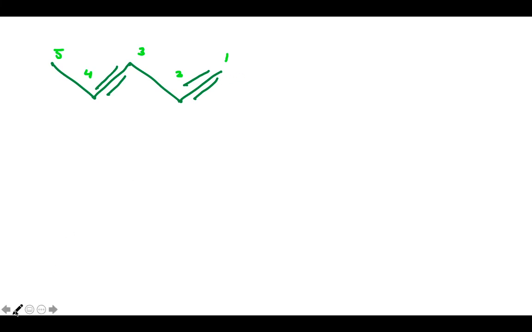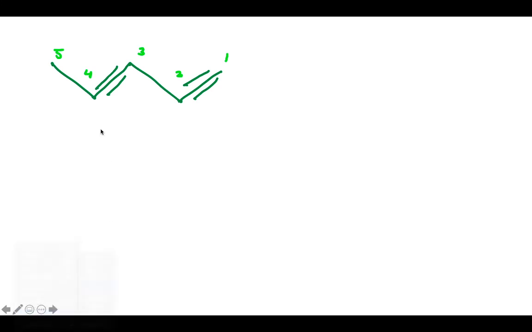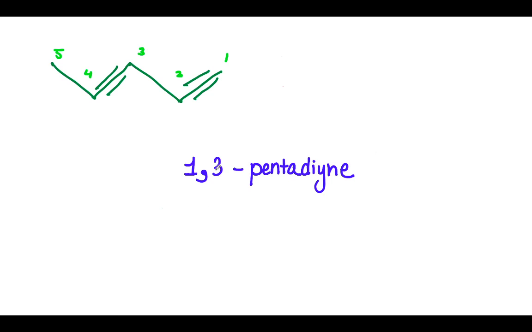So this is exactly like our double bonds here, except the ending is different, right? So I've got pent, but there's 2 of these triple bonds. So I'm going to do pentadiene. And the numbers are 1 and 3. So 1, 3, pentadiene. Okay, and that's how you'd name that particular compound.